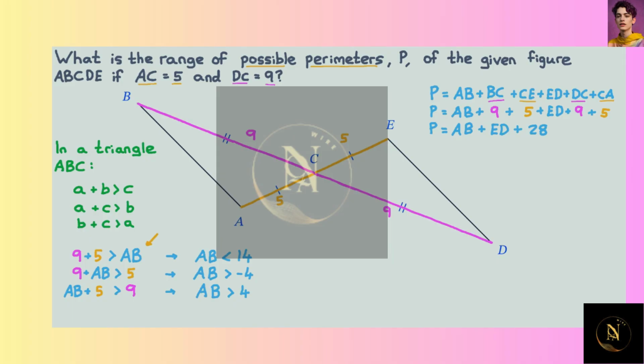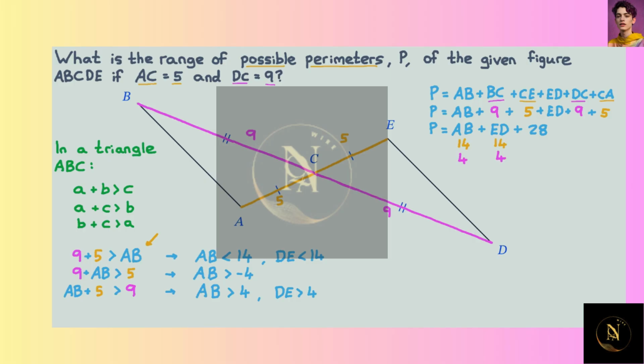We could apply this same process with triangle CDE. However, we can note that the two known side lengths in this triangle are the same length as those in triangle ABC, so we would obtain the same inequalities. In particular, we want an upper and lower bound for DE, so we want the first inequality that tells us DE is less than 14, and the third inequality that tells us DE is greater than 4.